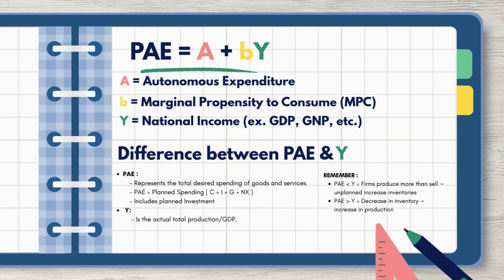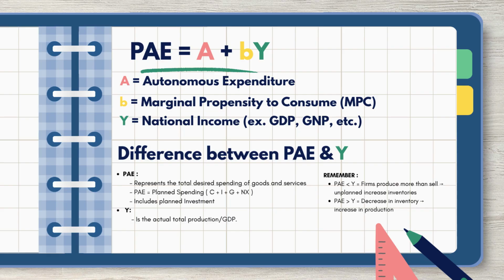Moving forward, I wanted to talk a little bit more about the formula on planned aggregate expenditure. Its formula is PAE equals A plus B times Y. The A in the formula stands for autonomous expenditure. The B stands for marginal propensity to consume, also known as MPC, and the Y stands for national income that can be seen as GDP, GNP, and other similarities.